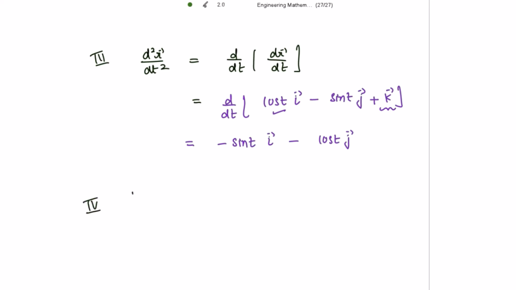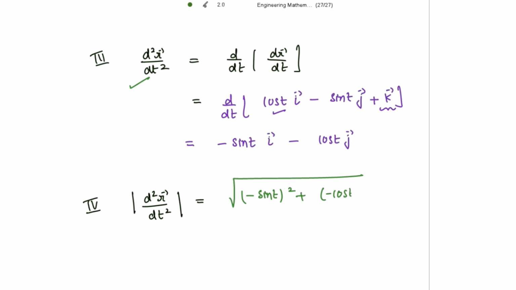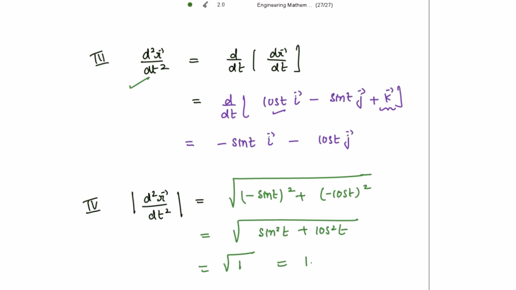And now taking the modulus of the second derivative of r with respect to t, that will be equal to the square root of the sum of the squares of the components of d square r by dt square. So minus sin t whole square plus minus cos t whole square. So this is the square root of sin square t plus cos square t, and that is equal to square root of 1, which is equal to 1. So this is how we solve such kinds of examples. Okay, thank you.